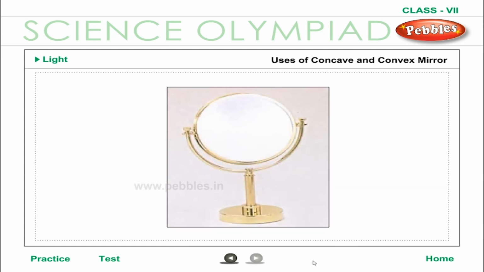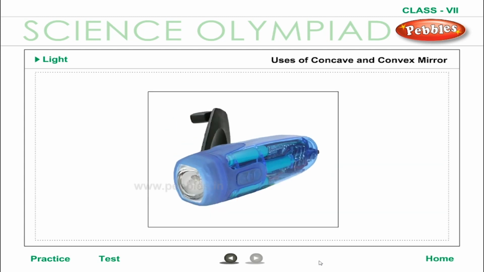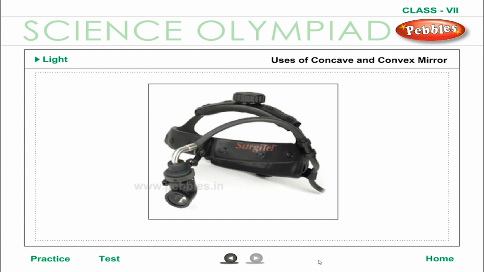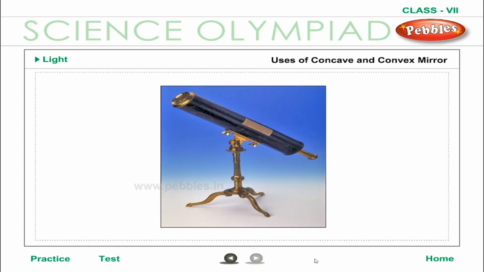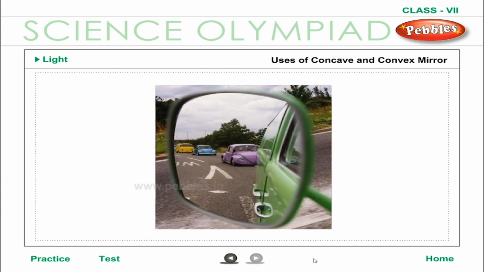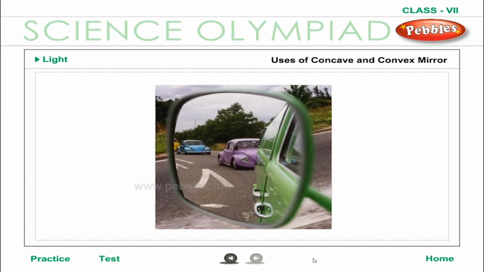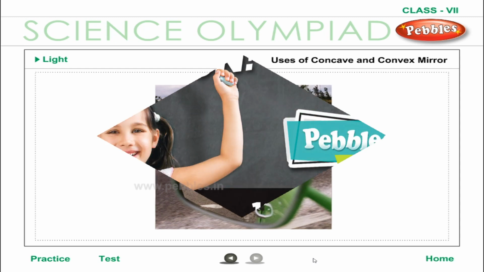Uses of concave and convex mirrors. Concave mirrors are used as shaving mirrors, as reflectors in torches, search headlights, etc., and in reflecting telescopes. Convex mirrors. Convex mirrors are used as rear-view mirrors in vehicles because they have a wide field of vision.